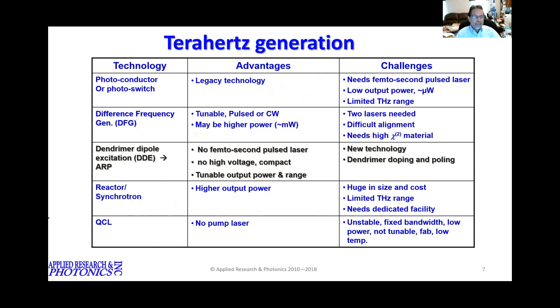So as I mentioned, we use this dendrimer dipole excitation technique, and I will say a few words about that. It has the advantages that it does not require a femtosecond pulse laser. It does not require high voltage like the photo switch. It is tunable both in power and the bandwidth.